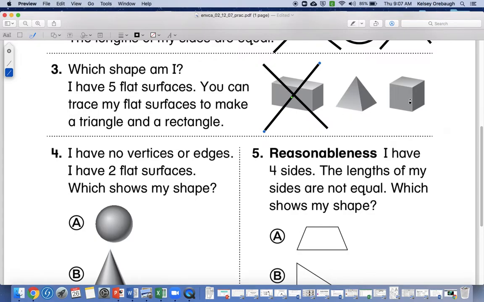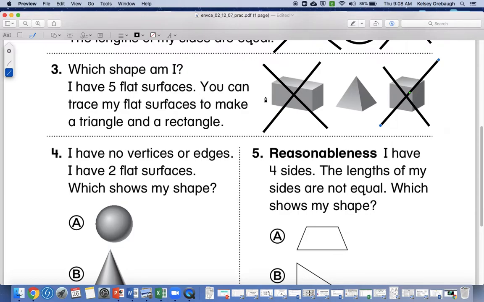Let's look here. This cube. 1 on the top, 1 on the bottom. That's 2. 1 in the front, 1 in the back. That's another 2. 1 over here and 1 on the other side of that. That's another 2. 2 plus 2 plus 2 is 6. Clue number 1, I have 5 flat surfaces. This cube has 6. Cross it off.